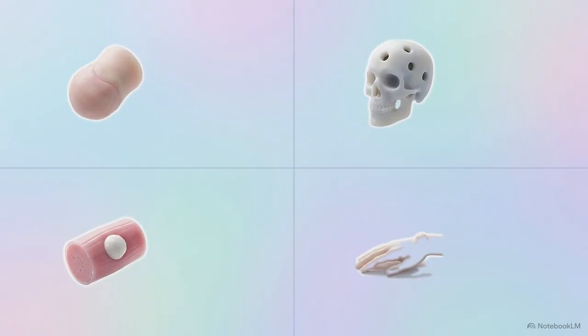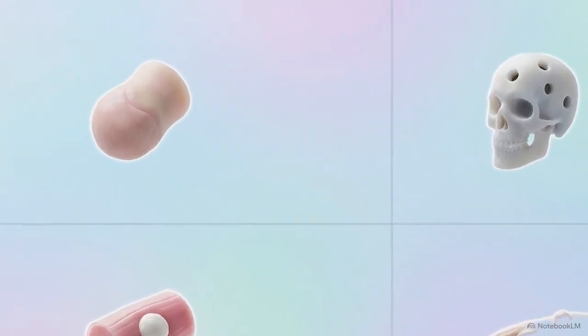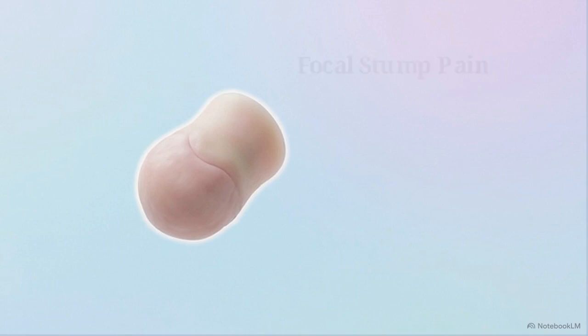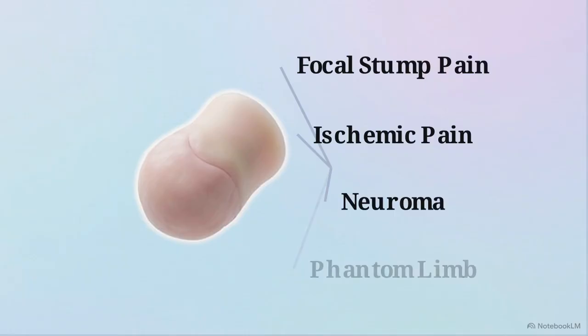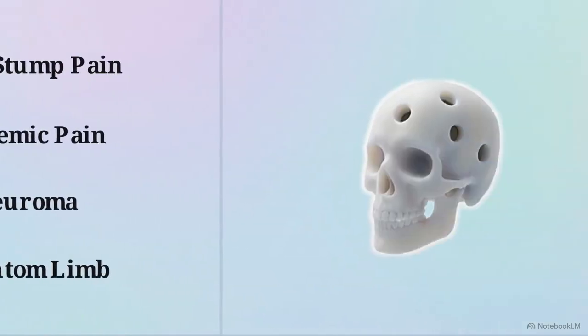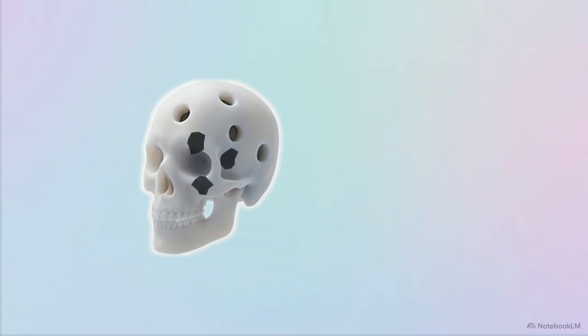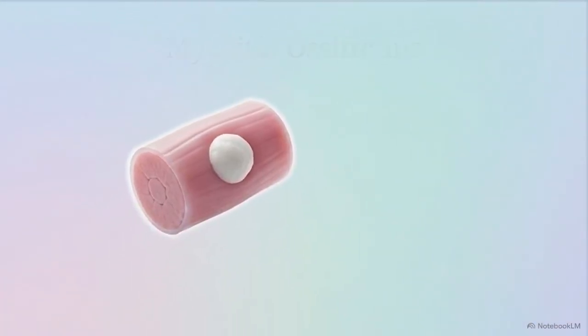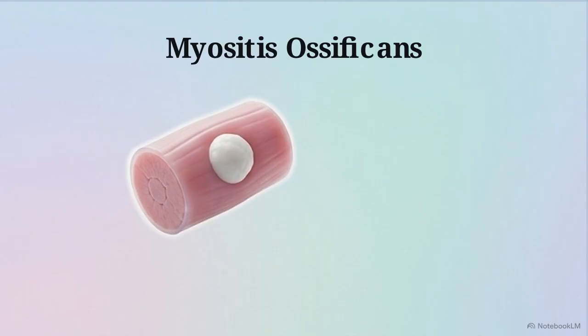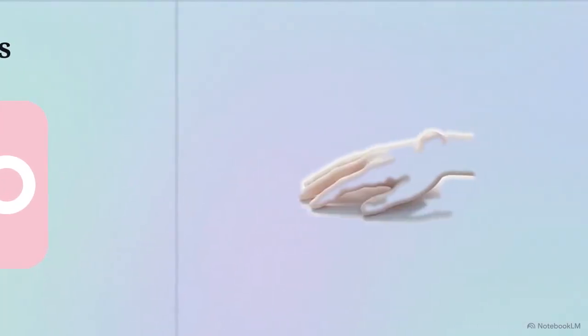We can conclude with a rapid-fire matrix to isolate several highly testable physical findings. Post-amputation pain is differentiated by etiology: focal stump pain, ischemic pain, the localized tenderness of a neuroma, or the sensory illusion of a phantom limb. Punched-out lytic skull lesions appearing in a patient with symptoms of diabetes insipidus are the hallmark of Langerhans cell histiocytosis. Myositis ossificans presents as a delayed intramuscular calcification following blunt trauma. Radiographically, it appears as a solid peripheral mass with a radiolucent center.